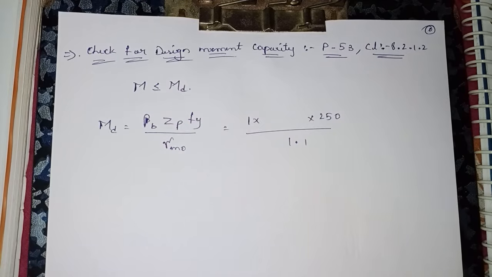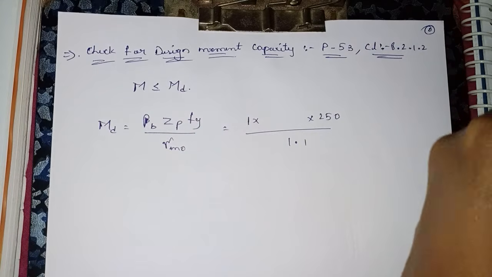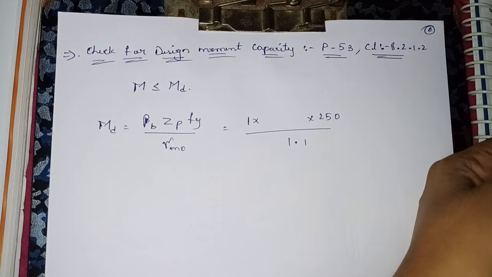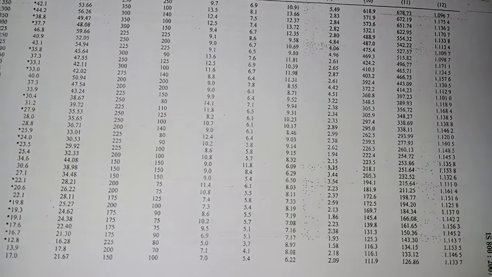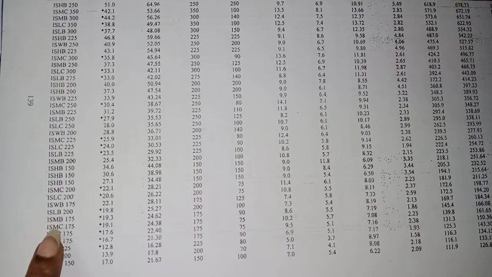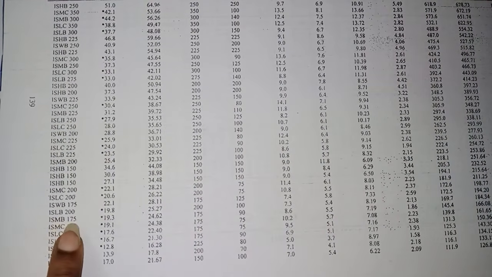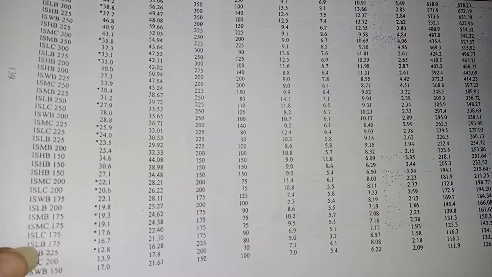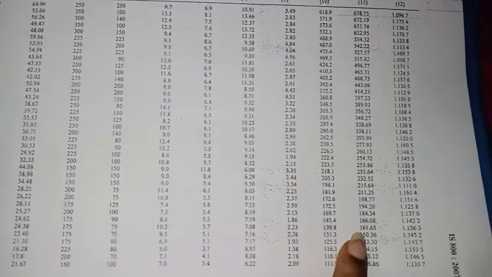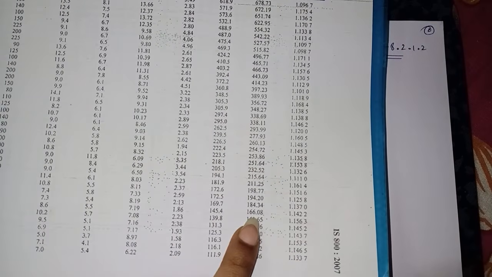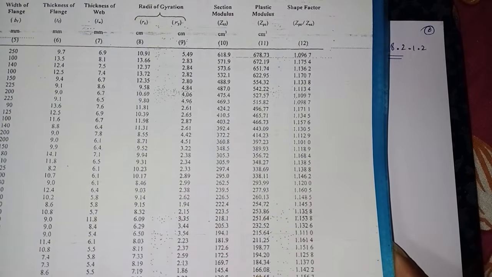ZP is nothing but, you will not get it in your steel table, you will get it in your IS 800 only. Okay, if you open page number 139, see here, it is on page number 139. So here is ISMB 175, that is what we have designed. 175, if you go through it, you will get 166.08, that is ZP.